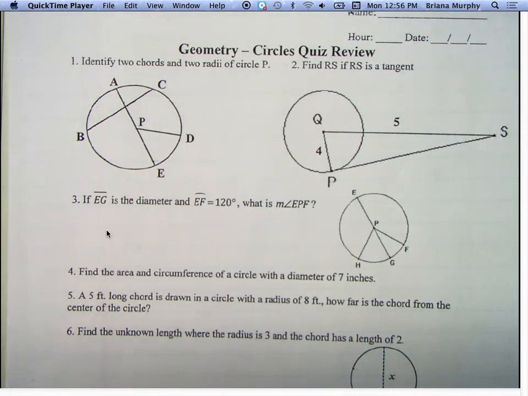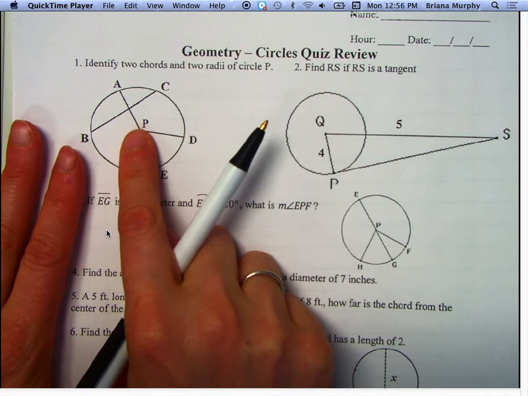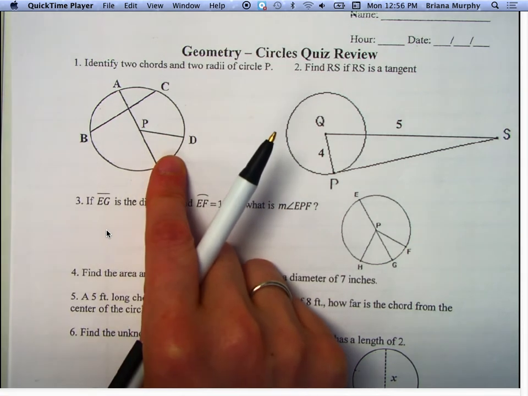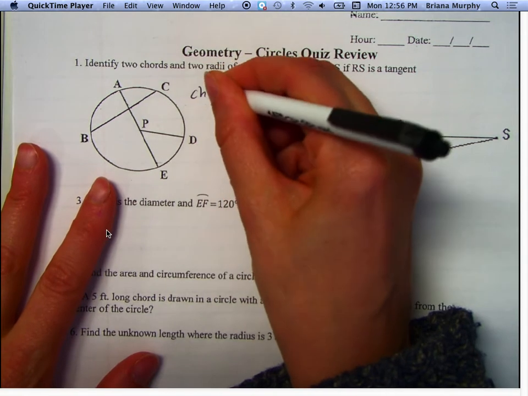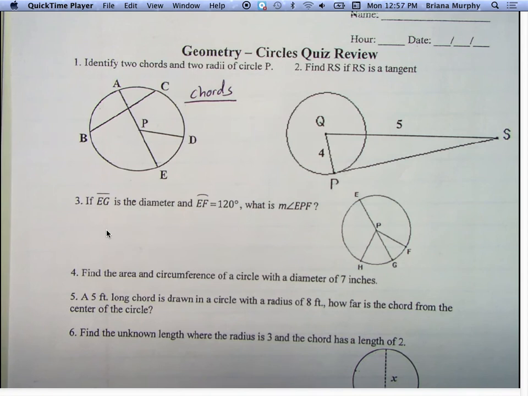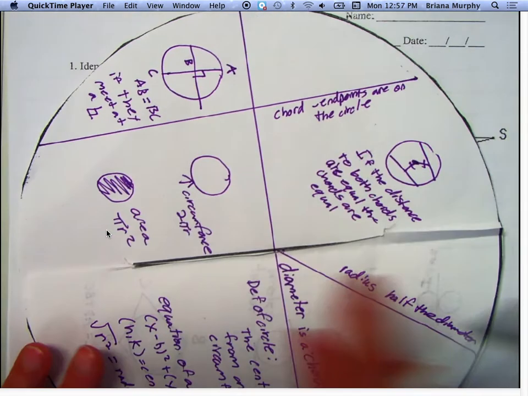Okay. So my first question here, it says, identify two chords and two radii. Radii is plural for what word? Radius. Radius, good. A few of my classes were confused about that. All right, so the first thing we're going to do is list two chords. So I go to my circle book, and on the front page is a lot of my vocab words. So I'm going to find it.